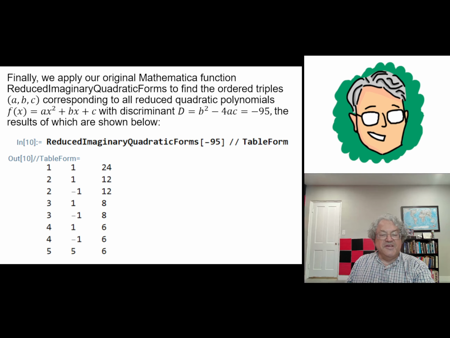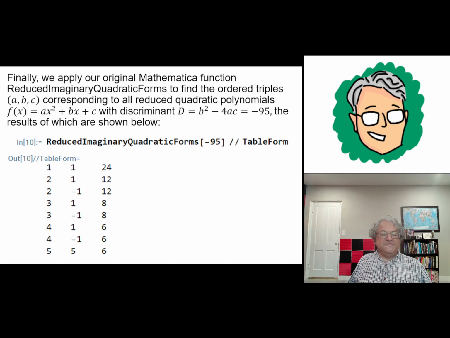The first one is x squared plus x plus 24, and then you've got 2x squared plus x plus 12, and in this case, since B is less than A, we can take its negative. We get another one, 2x squared minus x plus 12. And then you get a couple more pairs like that. You get 3x squared plus x plus 8, and 3x squared minus x plus 8, and 4x squared plus x plus 6, and 4x squared minus x plus 6. I think the reason you get a lot of these is because 24 has a lot of divisors. So 6, 8, 12, and 24 are all divisors of 24, and they all give rise to some of these reduced quadratic forms. But there's one more.